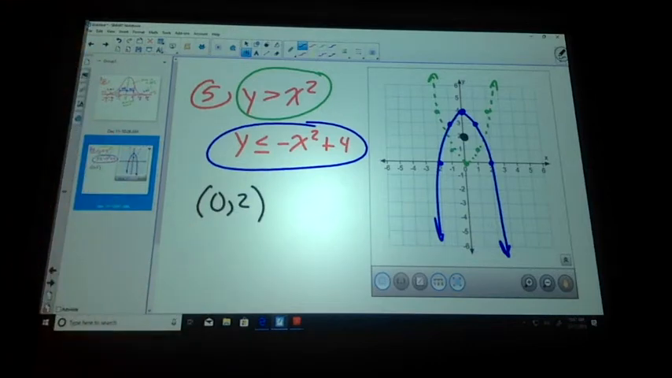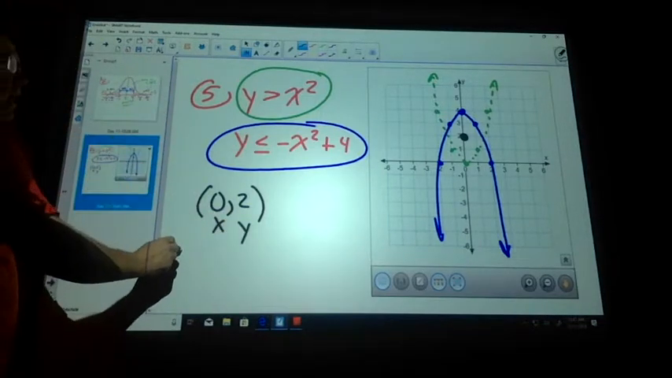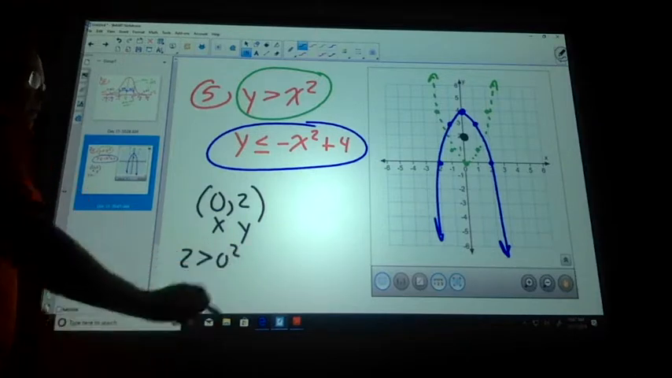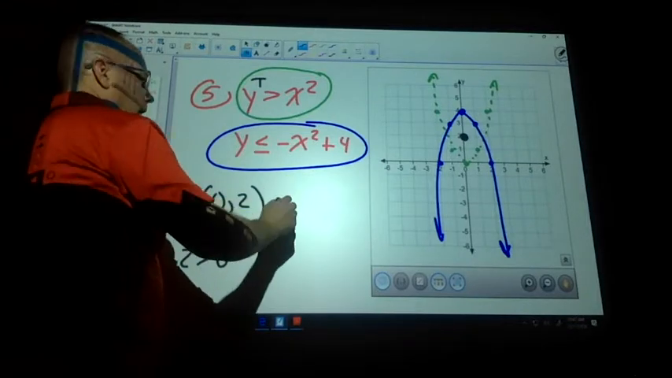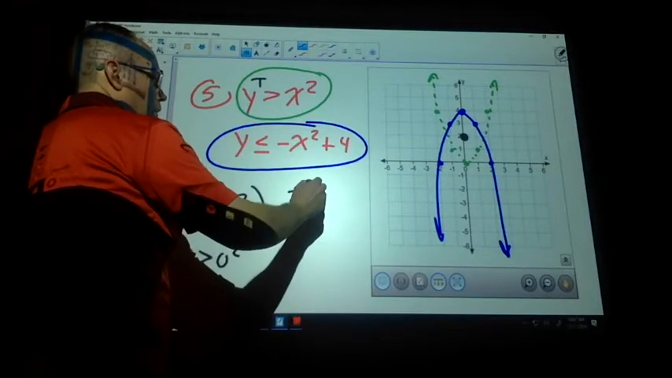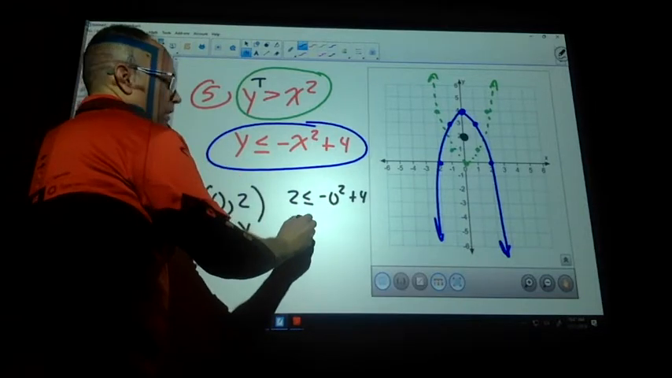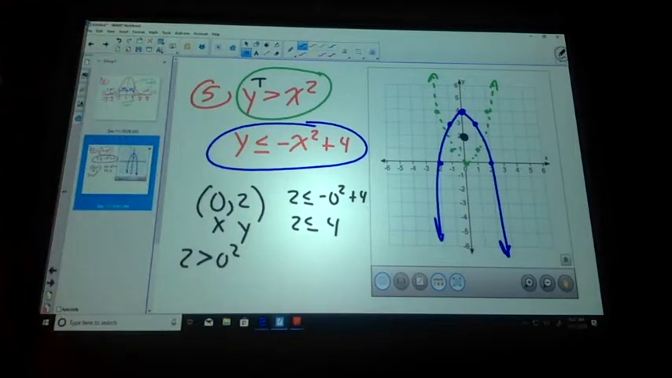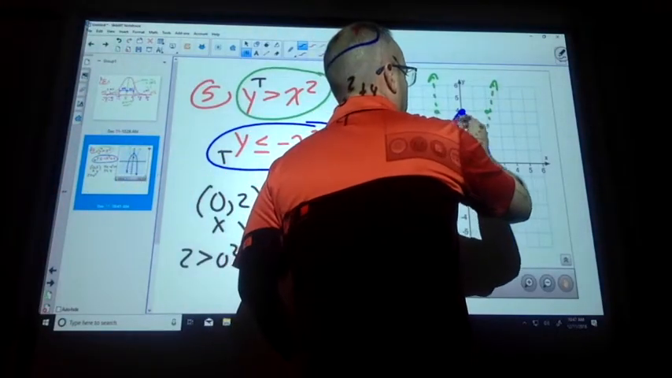Agree? And we can answer a whole bunch of questions about that 0, 2. So I'm going to take that 0, 2, which is an x and a y value. We're going to plug it in. So I'm going to get, looks like 2 is greater than 0 squared. True or false? True. Okay, so I get a true on this one. Sweet. Do the same thing, plug it in. So I get 2 is less than or equal to negative 0 squared plus 4. So 2 is less than or equal to 4. True or false? True. That's also true. So that means I shade this fancy region right in here.